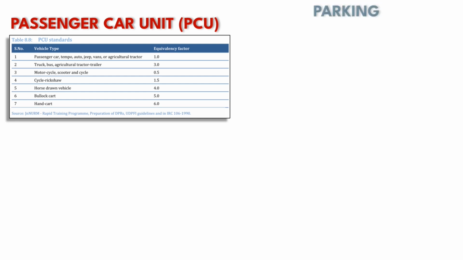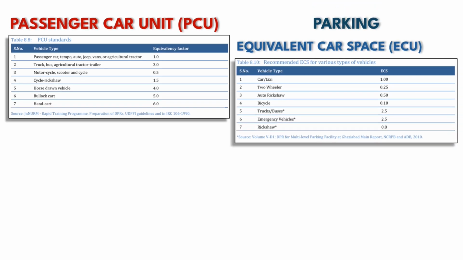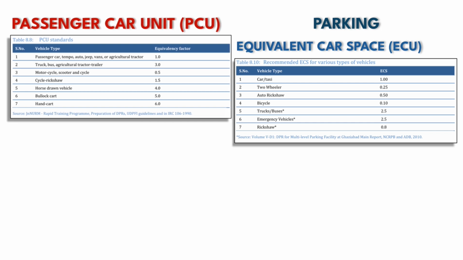In URDPFI, there are norms related to parking. Parking space is generally measured in ECS or equivalent car space. One ECS is equal to 2.5 by 5 meter of area, which is the area required to park a standard size car. Similar to PCU value, ECS values also vary from vehicle to vehicle, and you should know ECS values of at least bicycle, bus and cars because these are very common and generally asked in various exams.